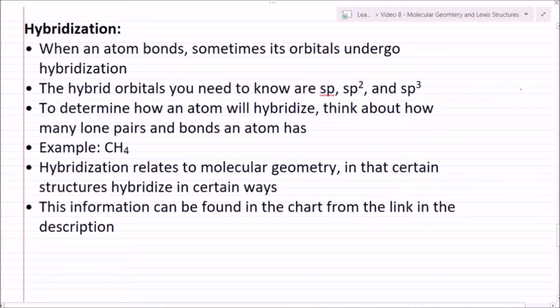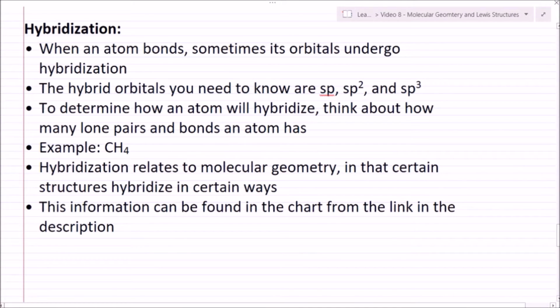Alright, now let's talk about hybridization. Now when an atom bonds, sometimes its orbitals undergo hybridization. The hybrid orbitals you need to know are sp, sp2, and sp3. You might have heard of sp3d or sp3d2. These are not going to be on the AP chemistry test. There's a debate as to whether they actually exist. So they are not on the AP chemistry test. You don't have to worry about those. Just know sp, sp2, sp3.